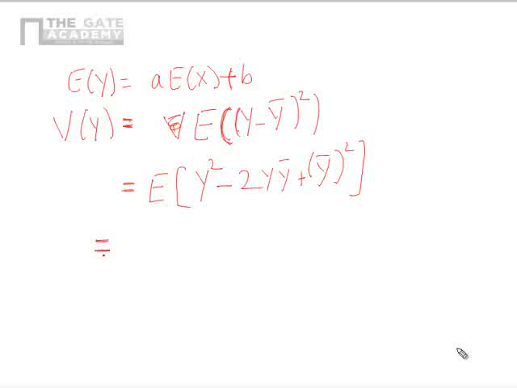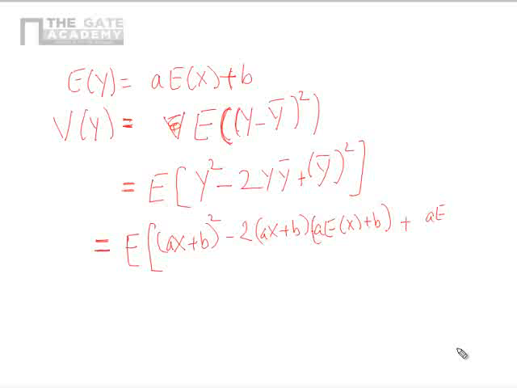So now this is nothing but expectancy of y square. What is y? Y is nothing but ax plus b, right? Ax plus b the whole square minus 2 into ax plus b. I am substituting the meaning. And what is y bar? Y bar is nothing but a into E of x plus b. That is y bar, plus a E of x plus b the whole square.